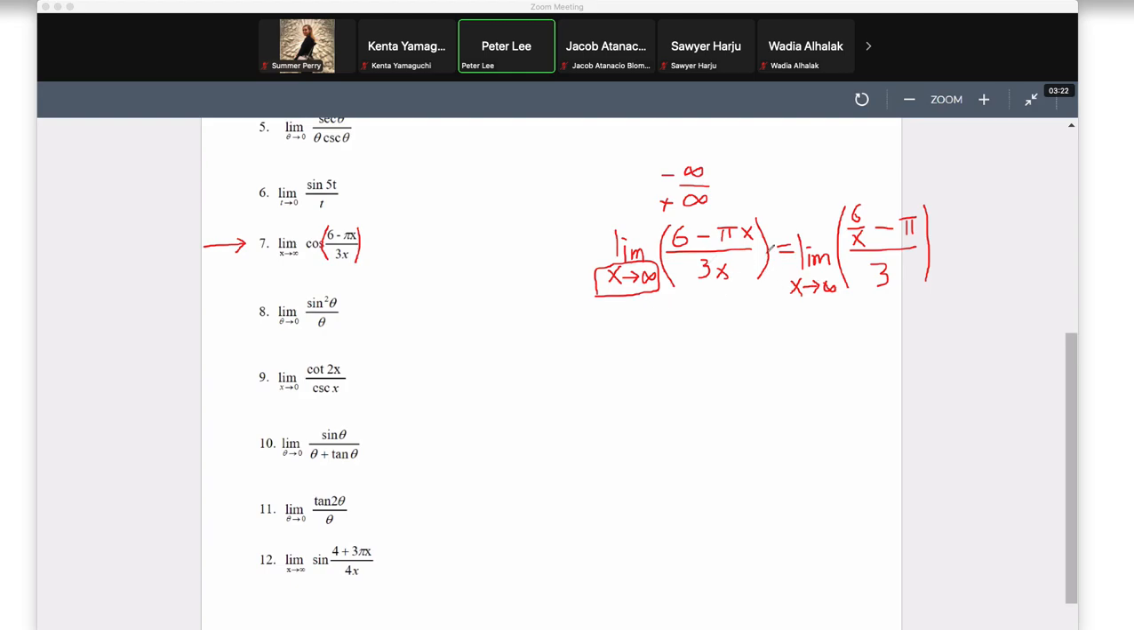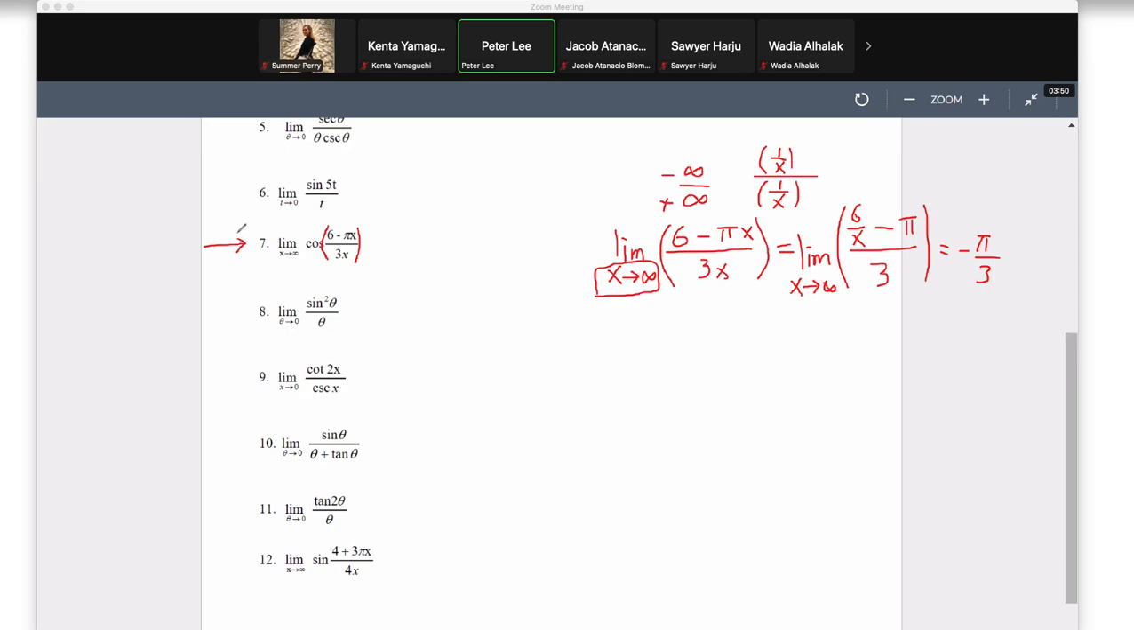We have to multiply both top and bottom by 1 over x. You know that trick? You multiply by 1 over x to the top and 1 over x to the bottom. Why? Because the top function is linear, and the bottom function is also linear. So we get this, and when you do that, we actually get minus pi over 3. In this case, there is no need to convert x approaching infinity to x approaching 0.